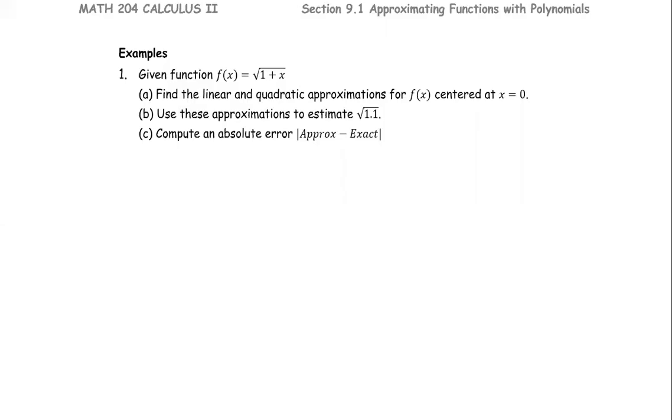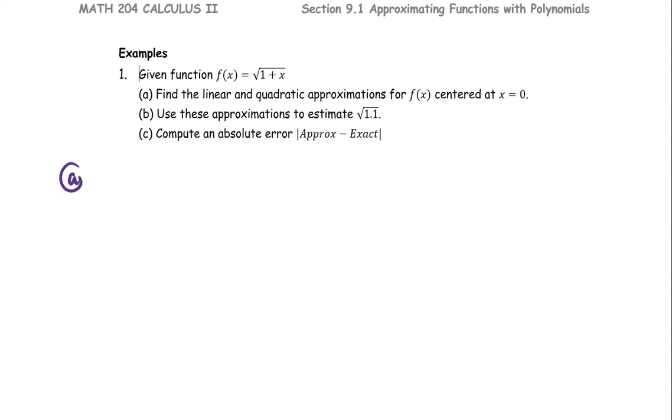Examples. Given function f of x equals square root of 1 plus x. Part A, find the linear and quadratic approximations for f of x centered at x equals 0. Part B, use these approximations to estimate square root of 1.1. Part C, compute an absolute error as the absolute value of the difference of the approximation and the exact value.